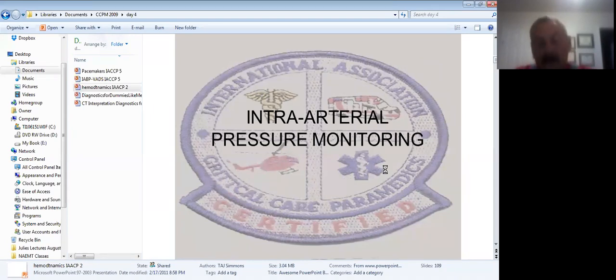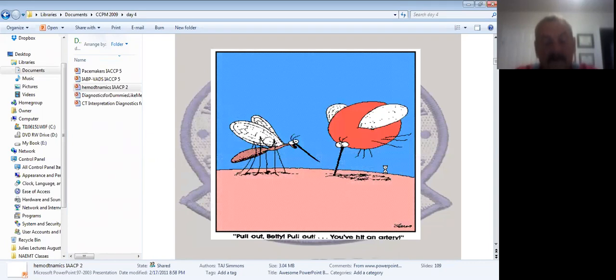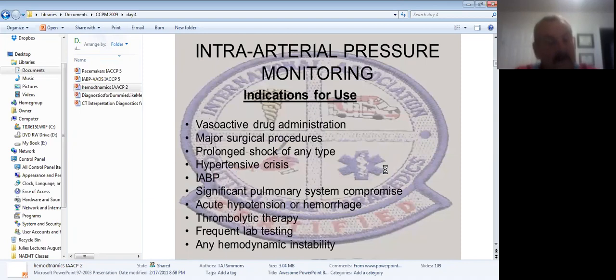So we'll begin here by talking about an ART-line, an intra-arterial pressure monitoring system. This is supposed to be a funny, by the way. So why in the world would we use an ART-line? Well, if we're giving vasoactive drugs, patients had a major surgical procedure, they are in prolonged shock, hypertensive crisis, if you have a balloon pump, they have to have an ART-line. If there's some pulmonary system compromise, acute hypotension, again, very commonly might be a reason for us to use an ART-line. If they've received thrombolytic therapy, if they've had some sort of hemorrhagic shock state, or again, my favorite is the bottom bullet point, any hemodynamic instability.